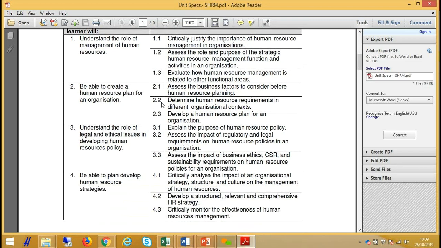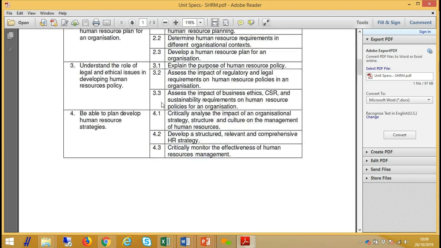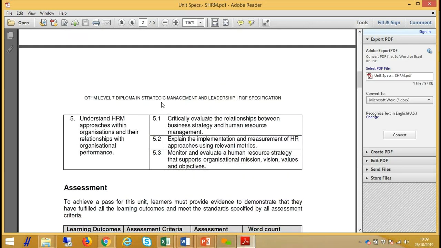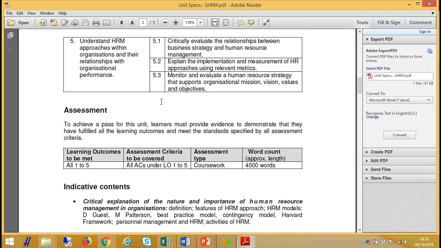Future units will be looking at creating a HR plan for your organization. We'll be looking at understanding the role of legal and ethical issues in developing your HR policies. We'll be looking at planning and developing human resource strategies. And we'll be looking at understanding HRM approaches within organizations and the relationship to organizational performance. We'll do a bit of that today because that's also very foundational, the link between HRM and organizational performance. So please stop me at any point if you've got a question. Is that okay? Yeah, sure. Stop me and ask questions, or tell me if I'm going too fast or too slow or anything.